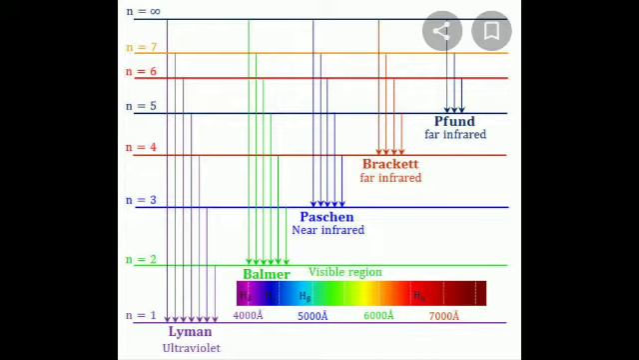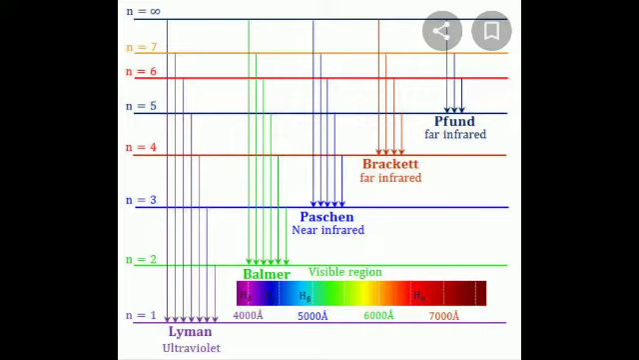First one, Lyman series, for n is equal to 1 and m is equal to 2, 3, 4 like this. In the equation, the wavelength of the spectral lines of the Lyman series lies in the ultraviolet region. The next one, Balmer series, for n is equal to 2 and m is equal to 3, 4, 5.